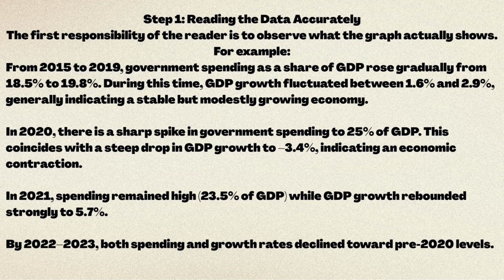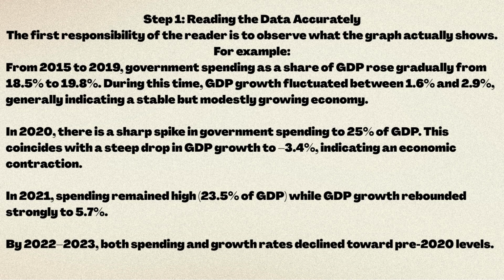Step 1. Reading the data accurately. The first responsibility of the reader is to observe what the graph actually shows. For example, from 2015 to 2019, government spending as a share of GDP rose gradually from 18.5% to 19.8%. During this time, GDP growth fluctuated between 1.6% and 2.9%, generally indicating a stable but modestly growing economy.